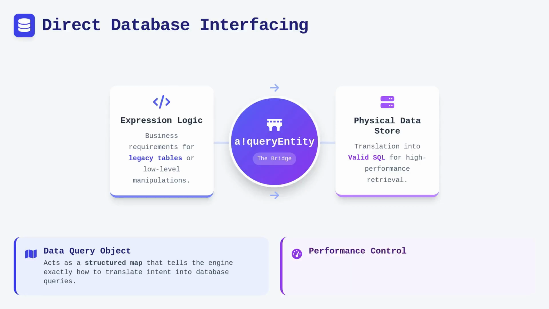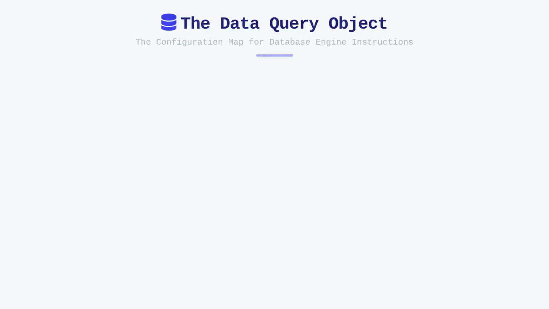By mastering this structure, we gain precise control over how data is retrieved, ensuring that our applications remain performant even when dealing with large datasets or complex join requirements in non-indexed tables. The data query object is essentially a configuration map that contains our primary instructions for the database engine.